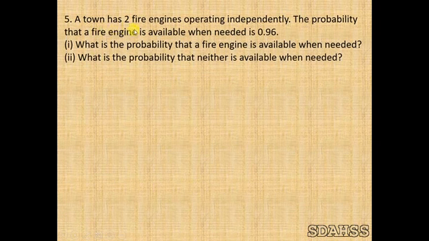A town has two fire engines operating independently. The probability that a fire engine is available when needed is 0.96. What is the probability that a fire engine is available when needed? Subdivision 2. What is the probability that neither is available when needed?